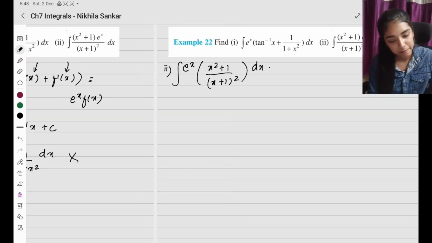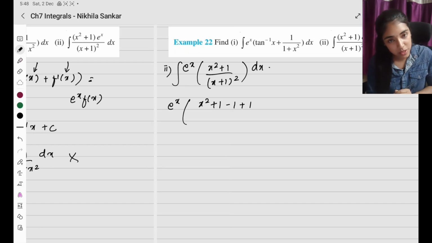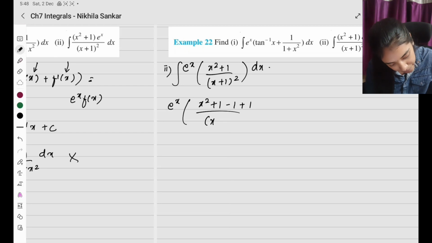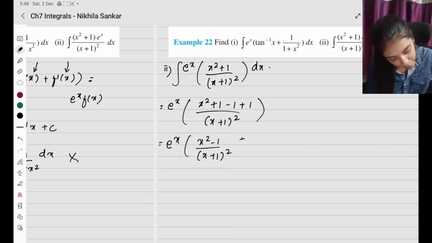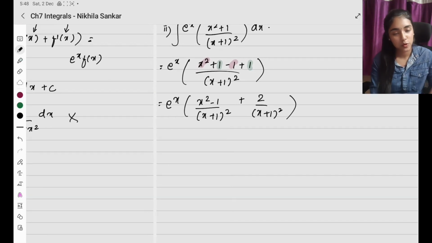I have x square plus 1 in the numerator. So basically denominatorல x plus 1 இருக்கு. So மேல we'll do one trick. So e to the x times x square plus 1 இருக்கு. I need a minus 1. I'm going to add plus 1 because I subtracted 1 divided by x plus 1 the whole square. இப்போ நான் என்ன பண்ண போறேன்? This is e to the x times x square minus 1 divided by x plus 1 the whole square plus 2 divided by x plus 1 the whole square னு split பண்ண போறேன். You understand? So basically I combined x square minus 1 and I combined 1 plus 1. Denominatorல இருக்கிற x plus 1 whole square நான் split பண்ணிட்டேன்.